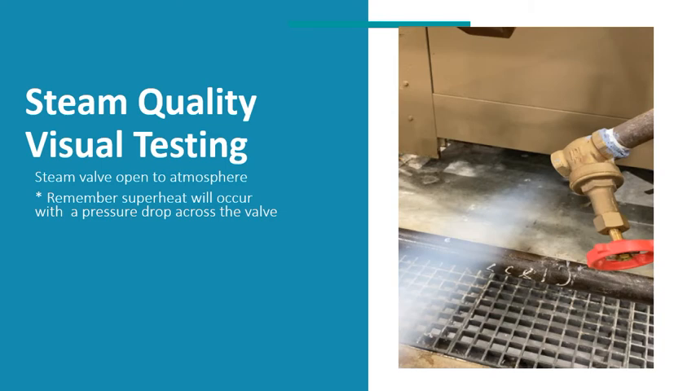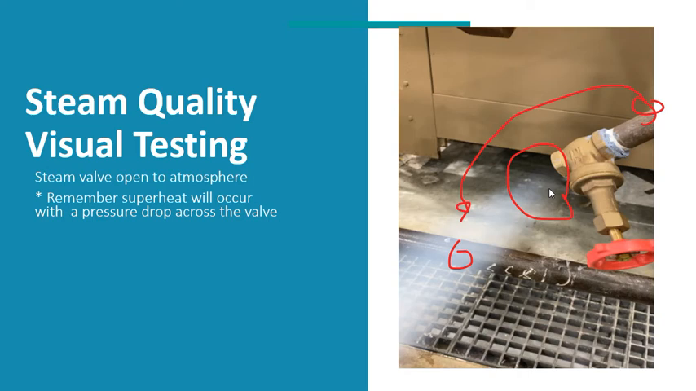Visual testing is opening a valve to atmosphere. When we open a valve to atmosphere, a pressure drop will occur. So here's a high steam pressure. We're going to a low steam pressure or 0 psi. When we go through a pressure drop in a steam system, superheat will be generated. Therefore, steam right here must be invisible.